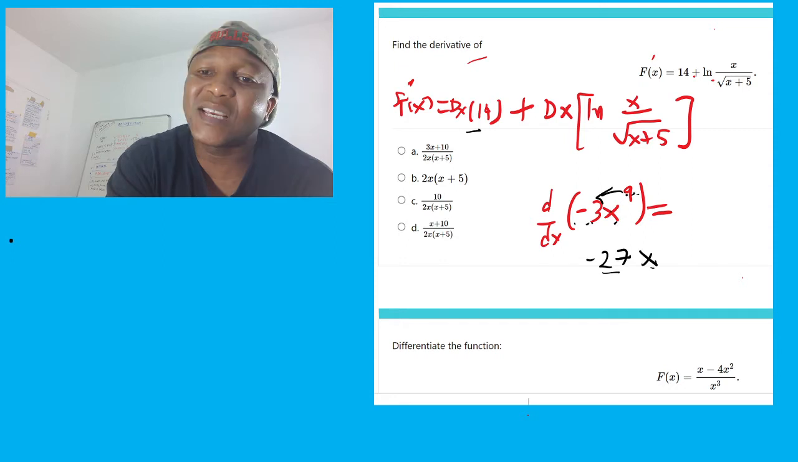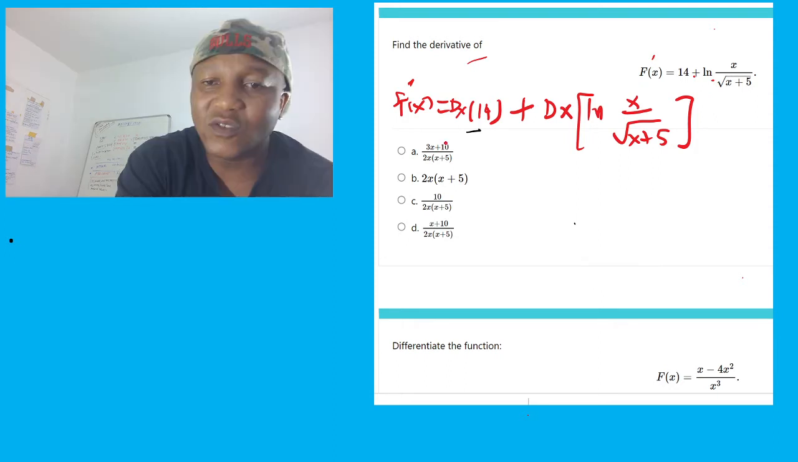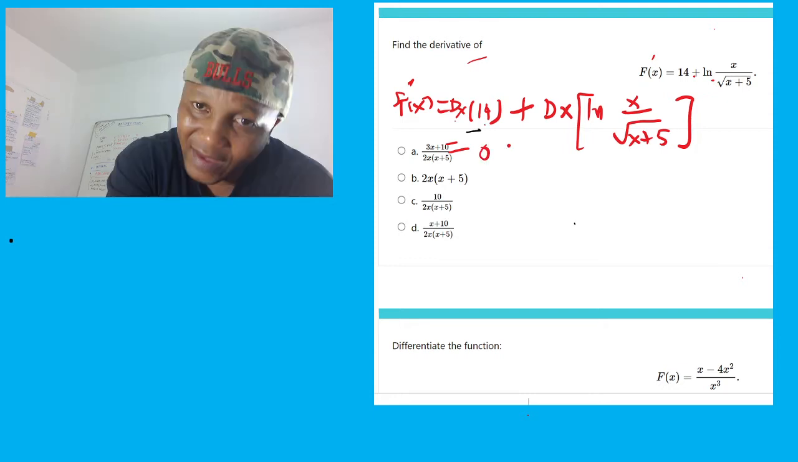Okay. Now let me show you for ln. For the fact, we know this is going to be equal to 0, because the derivative of 14 equals 0. See, because there's no x there. So plus. What about ln of a function? Because this is like a function here.